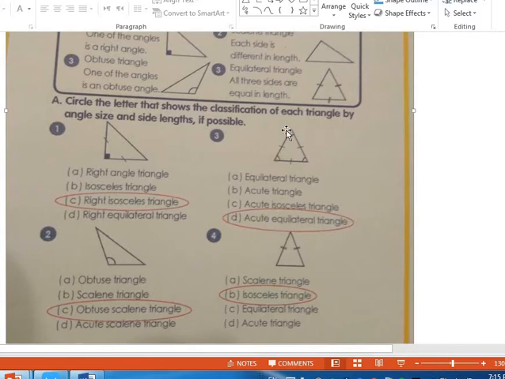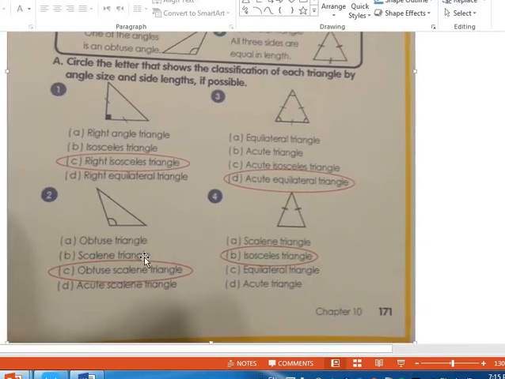Here I have acute and what? Equilateral. So acute equilateral triangle, right? And here, obtuse. Obtuse what? Obtuse scalene, right? No side equals the other. Now I have an isosceles triangle. Okay? Moving to the other slide.